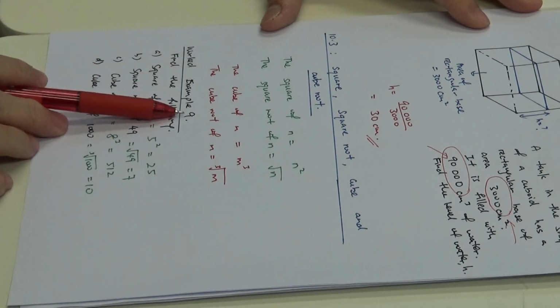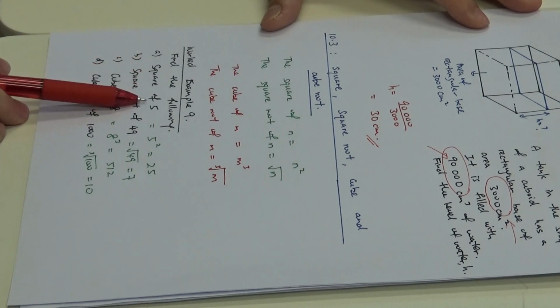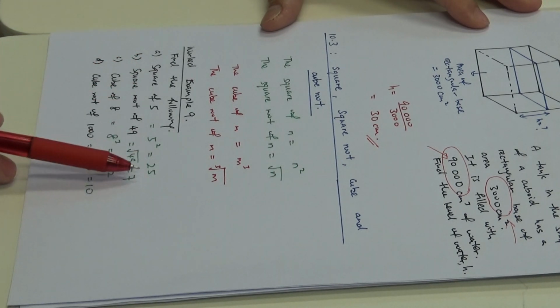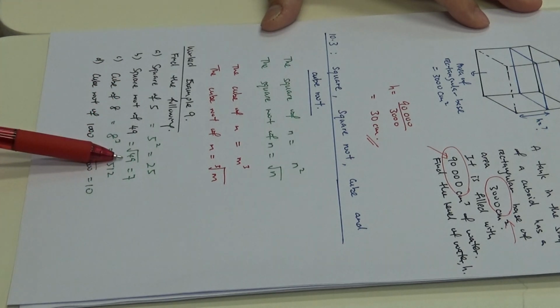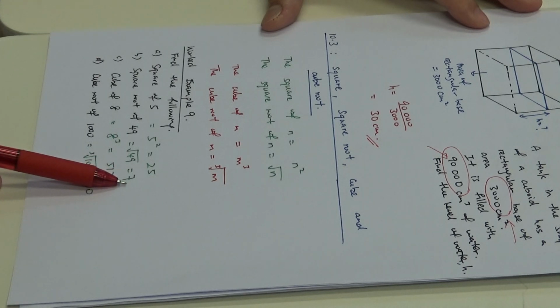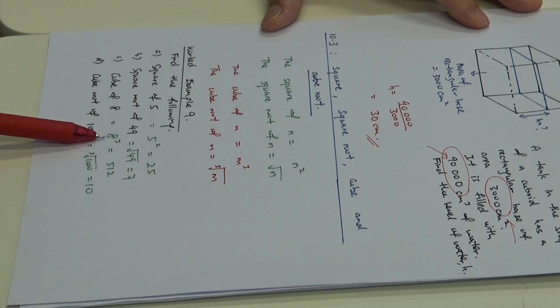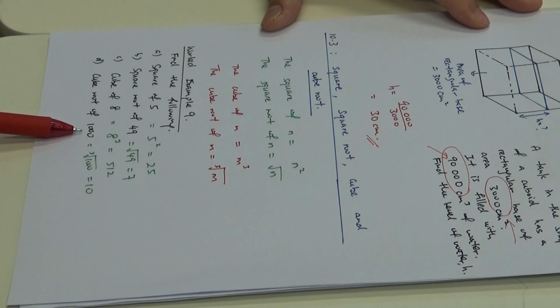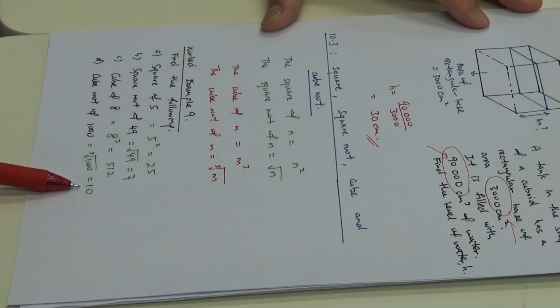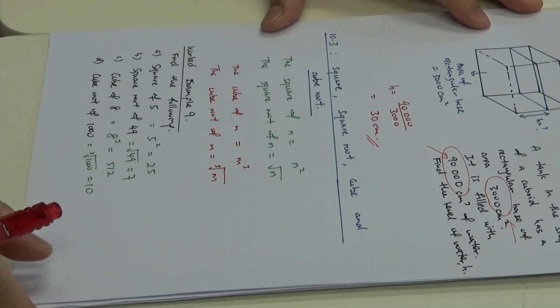Now let's look at Worked Example 9. Square of 5 means 5 square. If you key in the calculator, you get 25. Square root of 49 means you put the sign square root 49. This will be equal to 7 if you key in your calculator. Cube of 8, 8 cube, key in calculator, 512. Cube root of 1000, key in cube root 1000, calculator will give you the answer 10. We have done this before when we did our previous chapters. So this is just a revision.